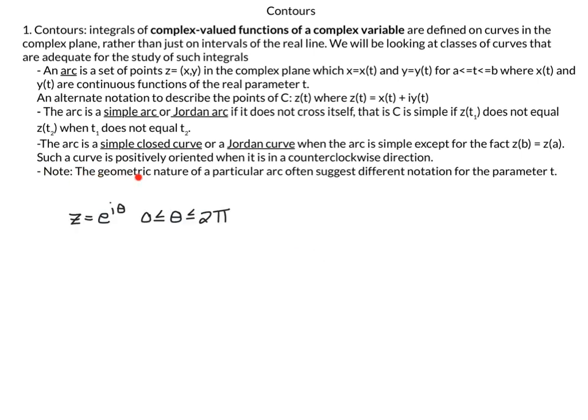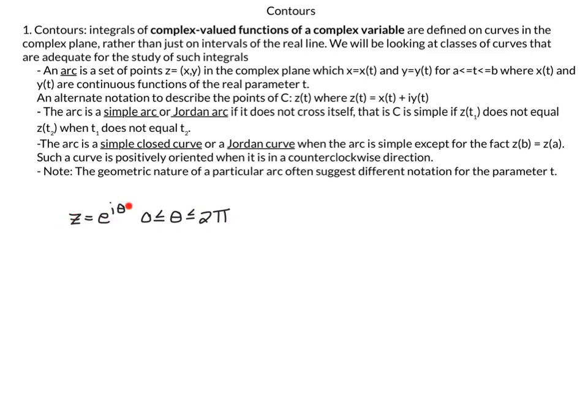And there's a note: the geometric nature of a particular arc often suggests a different notation for the parameter t. So it's convenient to think of curves being parameterized in time by t, but for example here, we often think of an arc being drawn and it's parameterized by theta. So let's take this example.